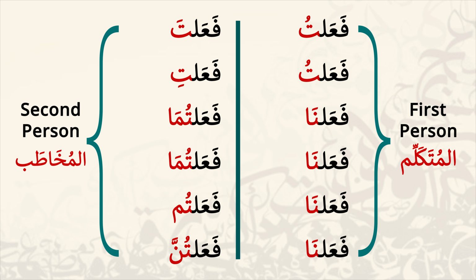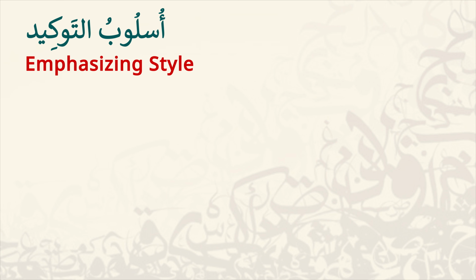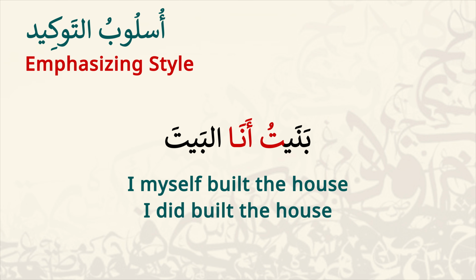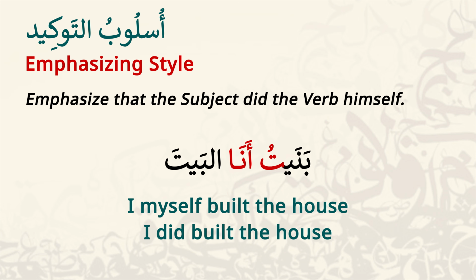Here is a note about this point. It's possible to see both connected pronoun and separate pronoun in the same sentence, and this technique is used in emphasizing style, which is called in Arabic أسلوب التوكيد. Like بنيت أنا البيت, which could be translated as I myself built the house, or for sure, or indeed, anyone. It's used to emphasize that the subject did the action of the verb himself. This can be used with any conjugation regardless of the person, first, second, or third.